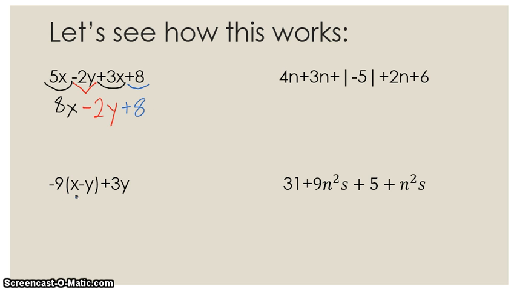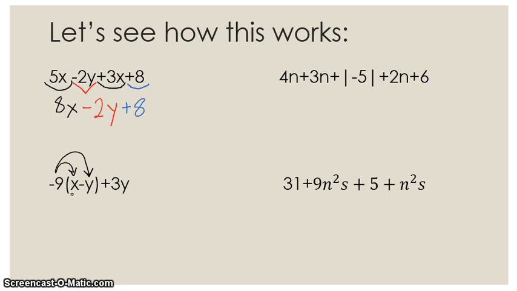So next one right here. I cannot do x minus y inside the parentheses because x and y do not match. They're different. So I need to think to myself, how can I make this a little bit easier on the eyes? What I can do is distribute this negative 9 through the parentheses, which means I'm going to multiply it by everything inside the parentheses.